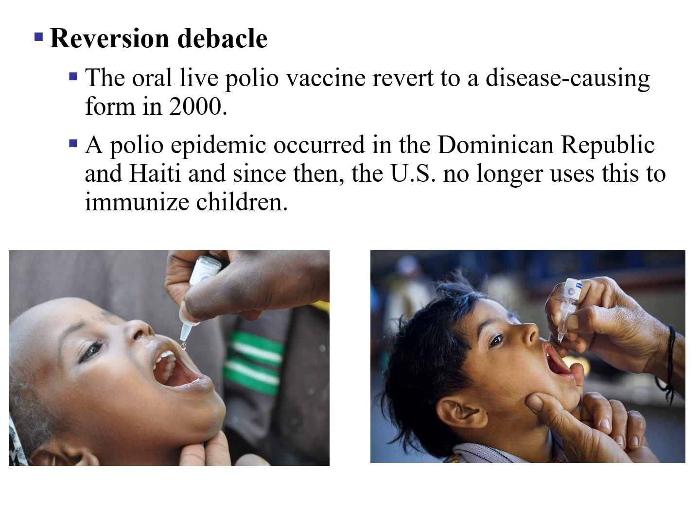Here's an example of reversion. The oral live polio vaccine reverted to a disease-causing form in 2000. A polio epidemic occurred in the Dominican Republic and Haiti, and since then the U.S. no longer uses this to immunize children.